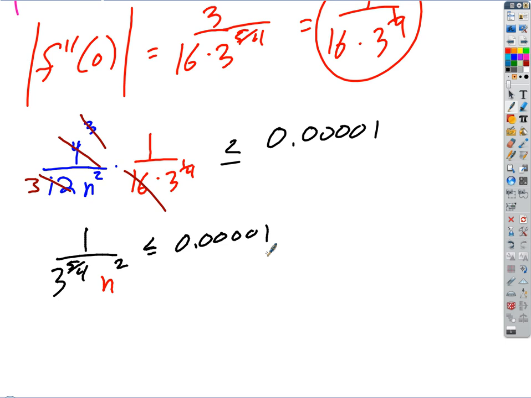Times it by 3 to the 5/4. Okay, I can multiply both sides by 3 to the 5/4. Good plan. And then, okay, and then, well, here's where I've gotta flip both sides, which means I flip the sign. Good, so we end up with n squared is greater than or equal to the reciprocal of all that.